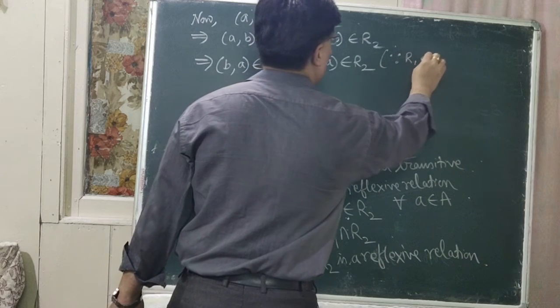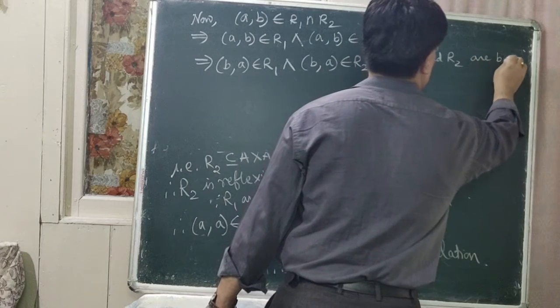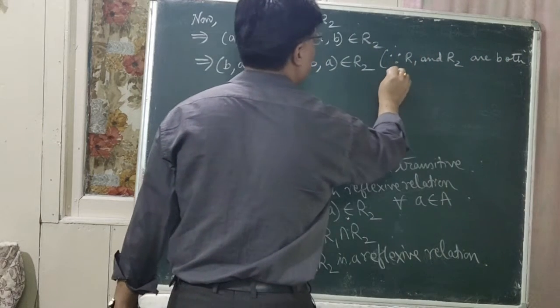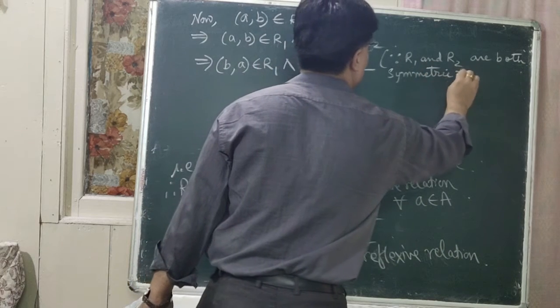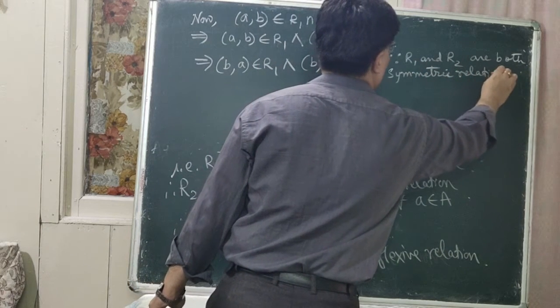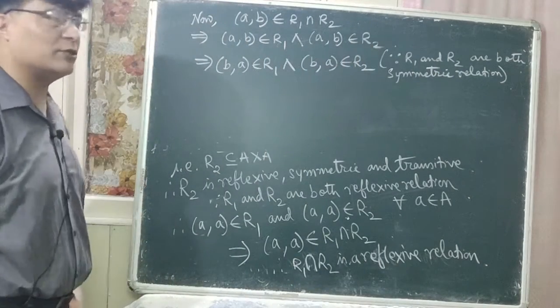Since R1 and R2 are both symmetric relations. R1 and R2 are both symmetric relations.